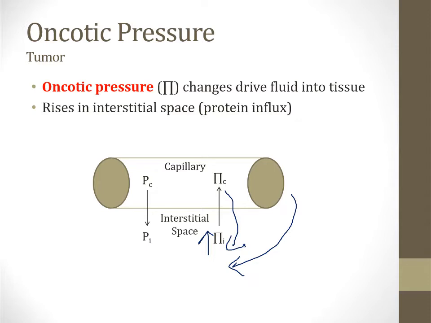So even in parts of the vasculature where the endothelial cells have not contracted to allow for leakage of fluid, there will still be more fluid movement out of capillaries, and that's because the oncotic pressure in the interstitial space at sites of inflammation has gone up. And I've summarized these points on the slide. Oncotic pressure changes drive fluid into tissue at sites of inflammation, and this is caused by a rise in the oncotic pressure in the interstitial space caused by protein influx.